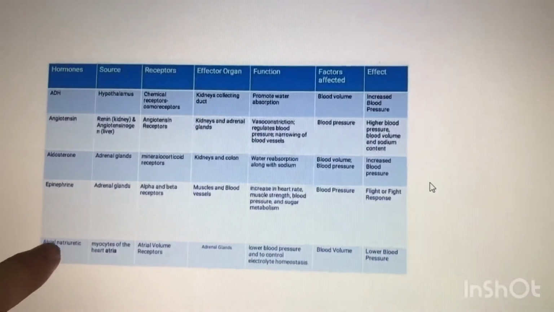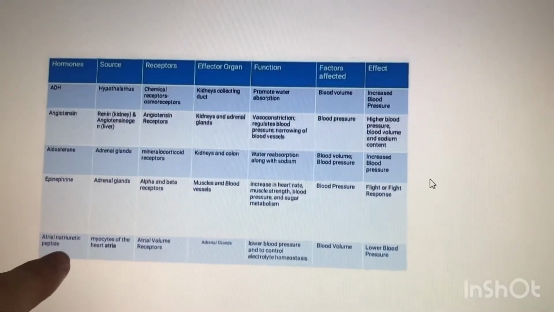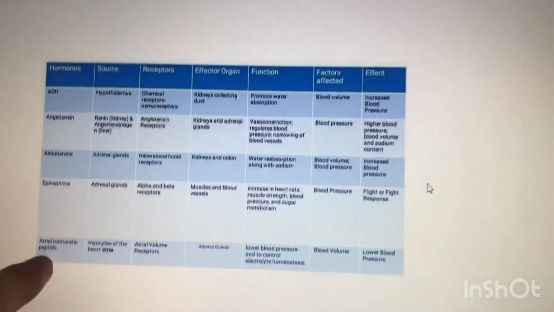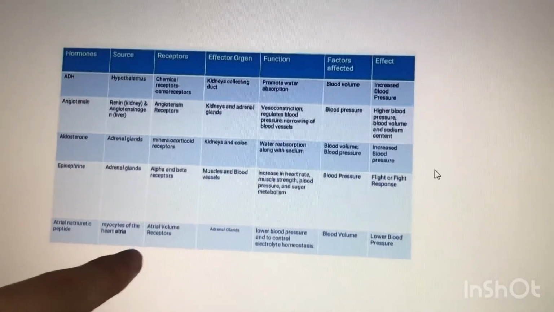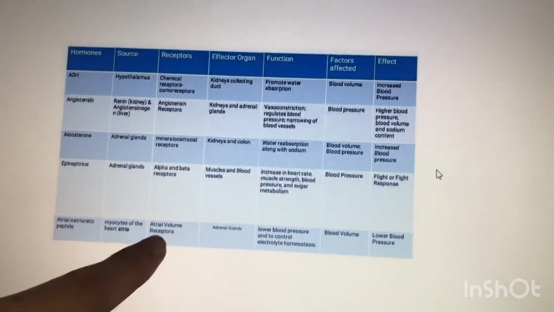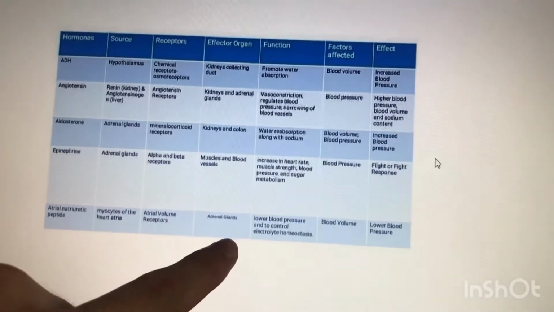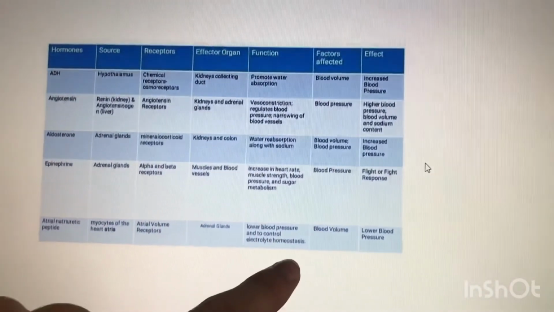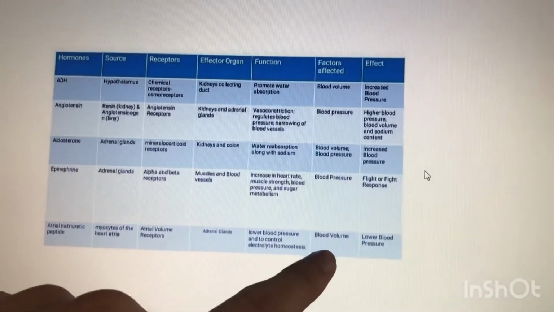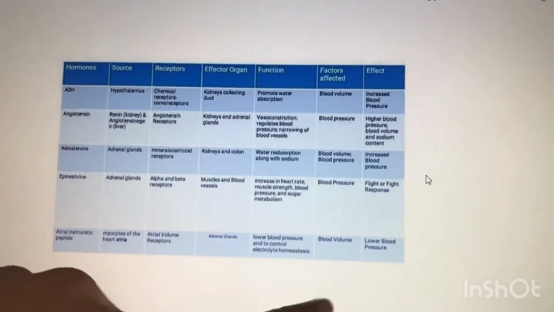Lastly, atrial natriuretic peptide. The source is myocytes of the heart atria. Receptors are atrial volume receptors. Effector organ is the adrenal glands. Function: lower blood pressure and control electrolyte homeostasis. Factor affected is blood volume, and the effect is lower blood pressure.